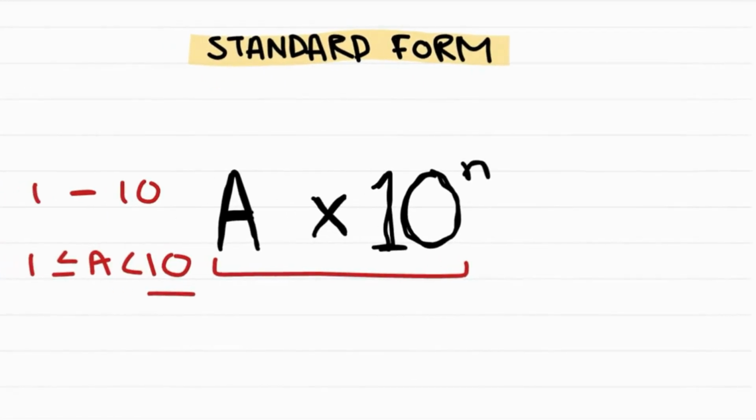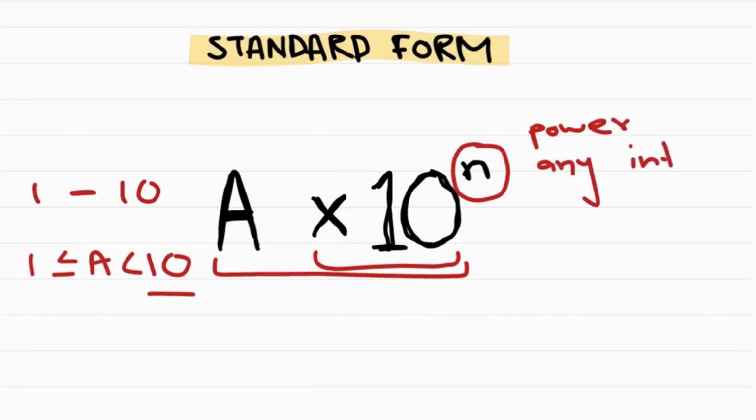Okay. The second thing we see over here is this part, which is a part of the general formula, and it should always be written the same. And the last part about standard form is that n over here means the power, right? The power of 10. So this power can be any integer.